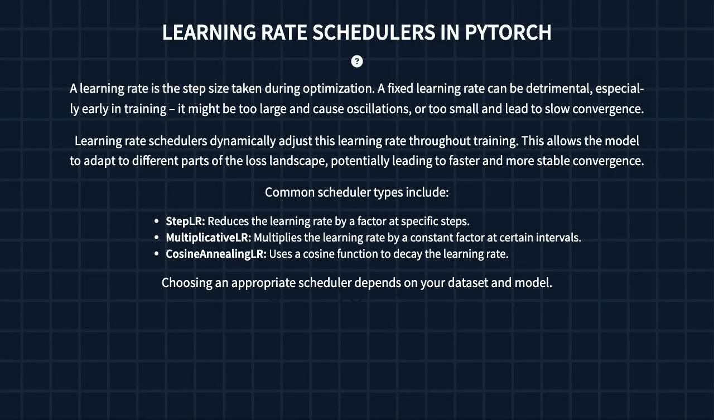Okay, let's talk about learning rate schedulers in PyTorch. They are super important for getting your models to train effectively. Think of the learning rate like a step size when you're trying to find the lowest point on a mountain. A fixed learning rate can be tricky because it might overshoot or get stuck in local minima. Schedulers help by adjusting that step size dynamically. There are different types. Some reduce it at specific intervals, others multiply it, and cosine annealing uses a cool wave-like pattern to gradually decrease the learning rate. The best scheduler really depends on your data and model, so experimentation is key.